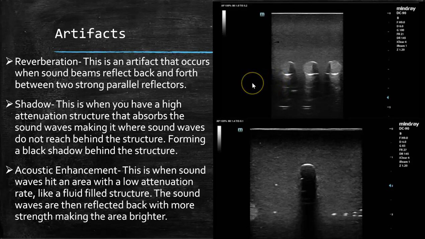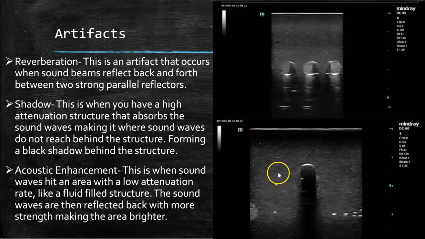Artifact, so your reverberation, this is the artifact that occurs when a sound beam reflects back and forth between two parallel structures. So right here, it bounces back and forth. That's reverberation. Shadowing, this is when you have a high attenuation structure that absorbs the sound waves, making it where sound waves do not reach behind the structure, forming a black shadow behind the structure. So this is shadowing.